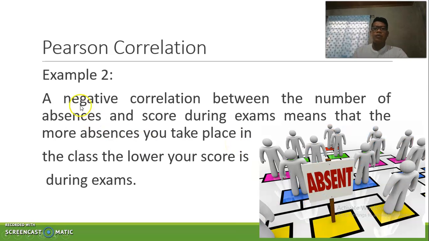Another example, a negative correlation between the number of absences and the score during exams means that the more absences you take in the class, the lower your score is during exams. This is true, as some research has been conducted to test whether the number of absences and score of the students are correlated.